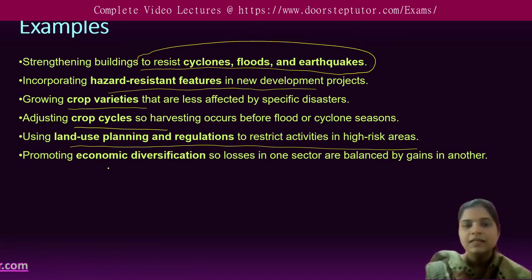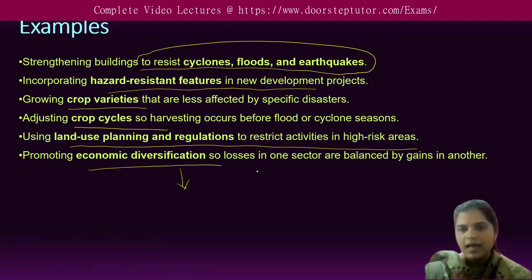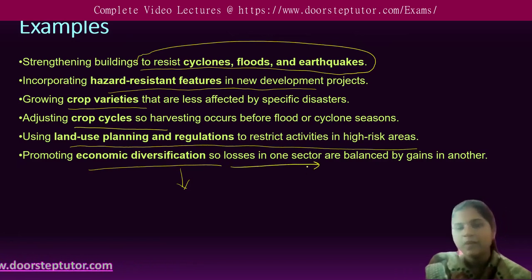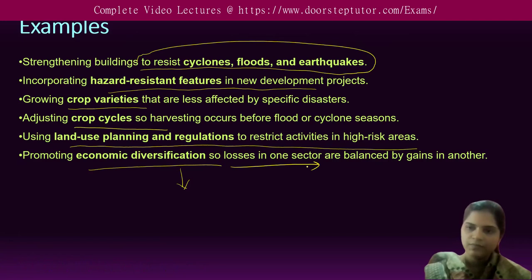Then economic diversification is very important, because whenever a disaster happens, the most crucial thing is the livelihood loss. Rehabilitating or recovering the livelihood, or employment generation, is a big task. So what we can do is diversify the economic sector. If one sector is largely affected by a disaster, then another sector can collaborate, or we can make better development in another sector, and that loss can be accommodated. The loss in one sector can be balanced by the gains in another sector.